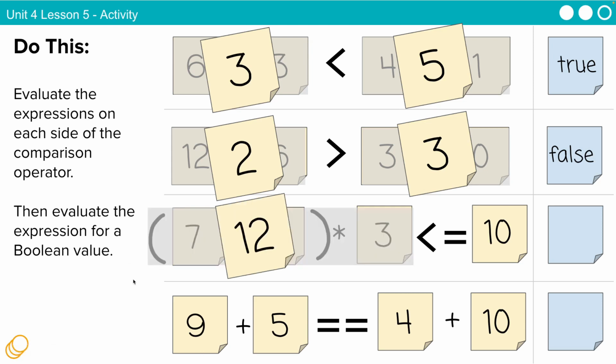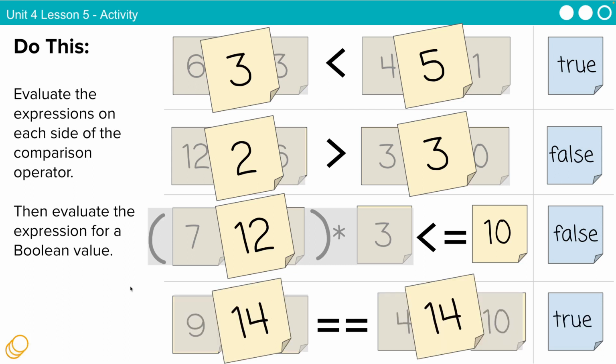Is that less than or equal to 10? Nope. 9 plus 5, is that equal to 4 plus 10? Sure looks like it. All right. So this is the comparison operator. And it basically says, if this is true, right? That's all it's doing. All Booleans do this. They render to true or false.